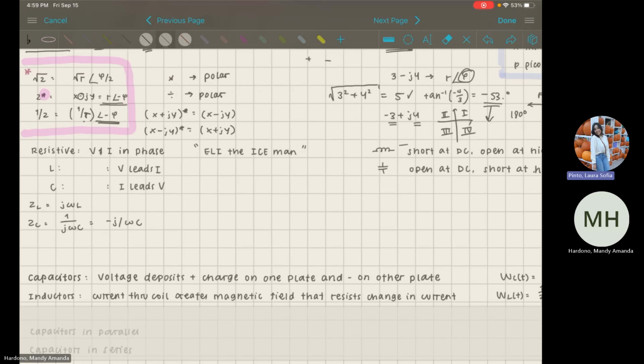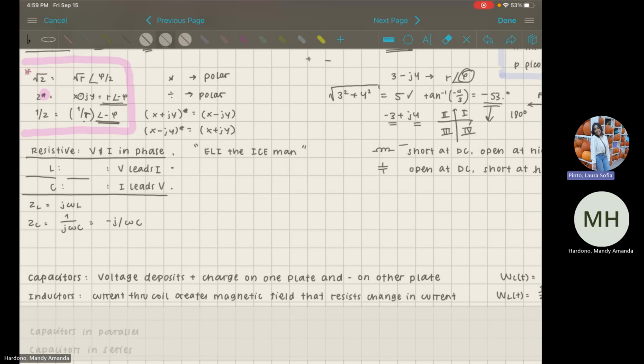Now we're on to capacitors and inductors, because we just talked about complex impedances, and those happen whenever we introduce capacitors and inductors into the mix. We want to make sure that we know these key things. If you have a purely resistive circuit, meaning your circuit consists of resistors as the impedance, your voltage and current are in phase. If you have a purely inductive circuit, voltage is going to lead current. If you have a purely capacitive circuit, then current is going to lead voltage.